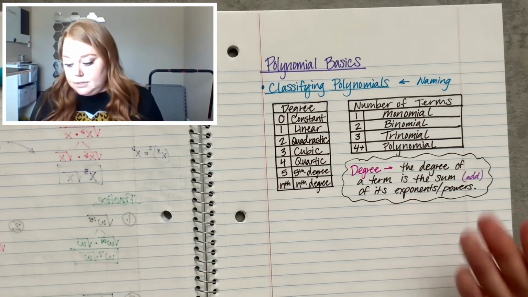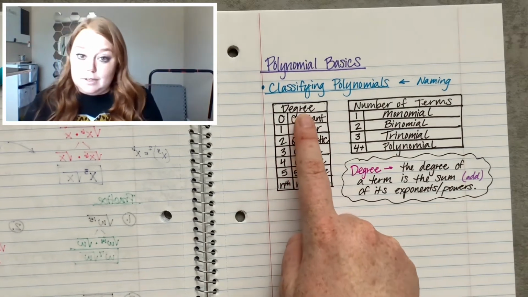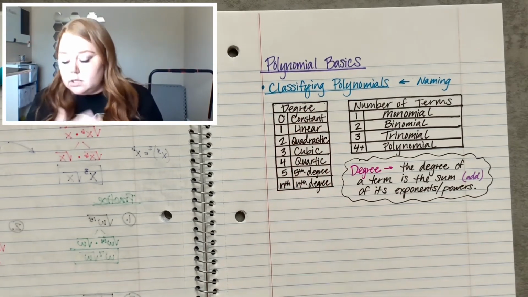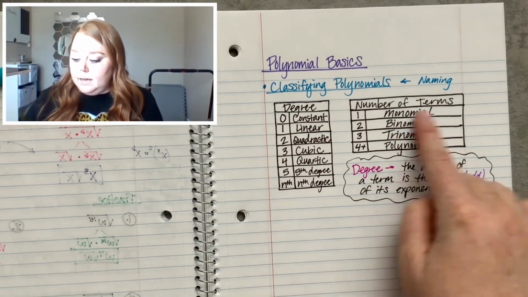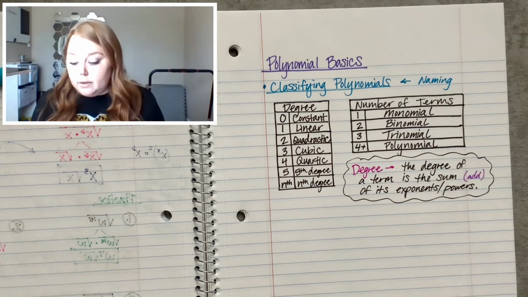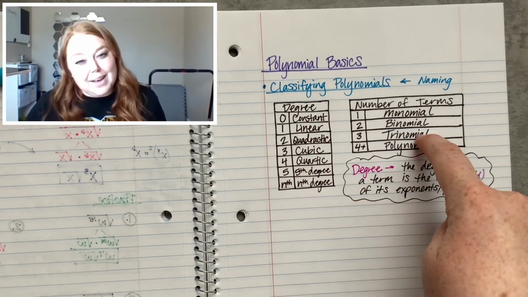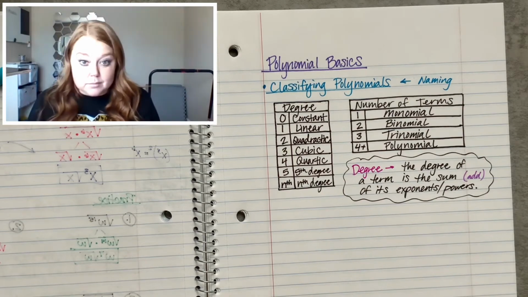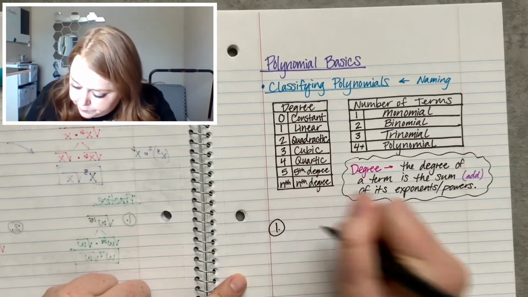So we're going to be practicing that. We have to look at the degree of a term in order to be able to name it. The degree tells us whether it's constant, quadratic, etc. And then how many terms the polynomial has is also part of its name. So it's almost like it has a first name and a last name, and we're going to be naming them today. Okay. So let's just jump right in here.